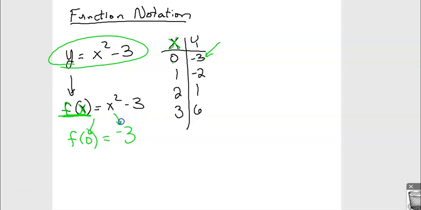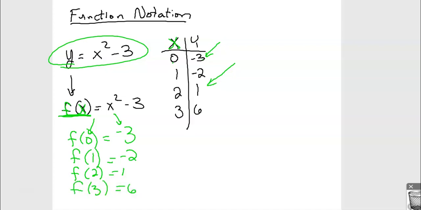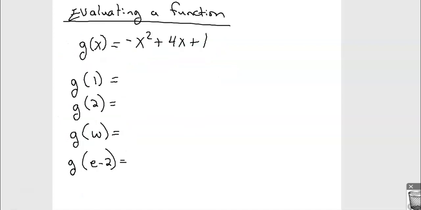Input, output. So f of 1 is negative 2. f of 2 is 1. I'm just reading from the xy chart. f of 3 is 6. So again, that's how you do function notation.